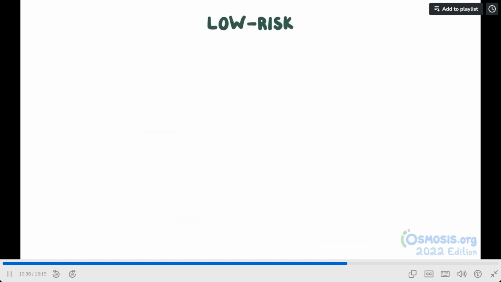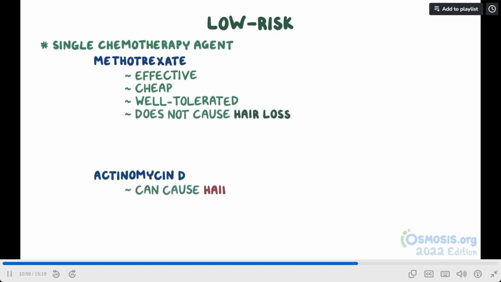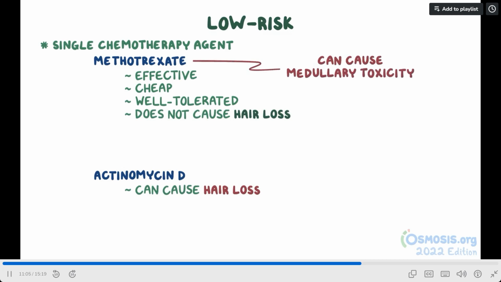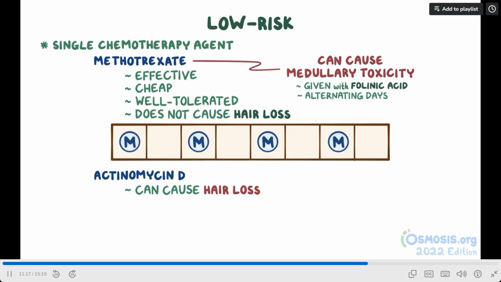For females with low-risk gestational trophoblastic neoplasia, a single chemotherapy agent is usually used. Options include methotrexate and actinomycin D, and usually methotrexate is preferred because it's effective, cheap, and well tolerated. In addition, methotrexate doesn't cause hair loss like actinomycin D can. However, methotrexate can cause medullary toxicity, so it's often given with folinic acid on alternating days. For example, if an 8-day regimen is used, methotrexate is given on days 1, 3, 5, and 7, and folinic acid on days 2, 4, 6, and 8.